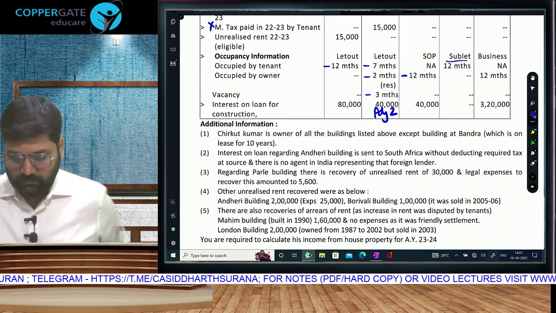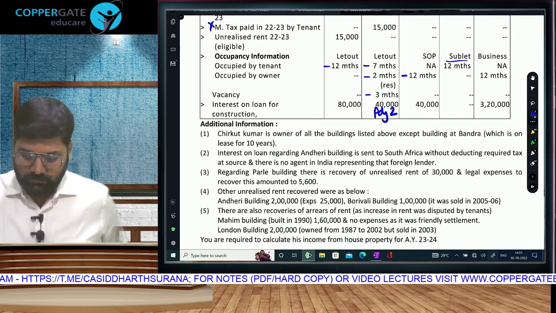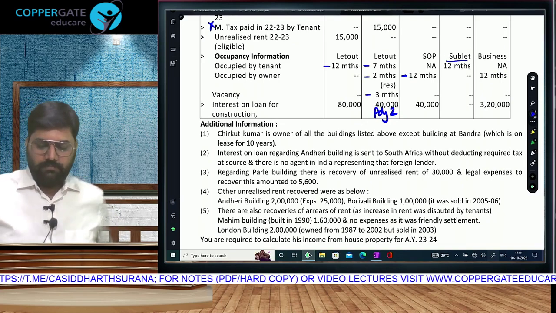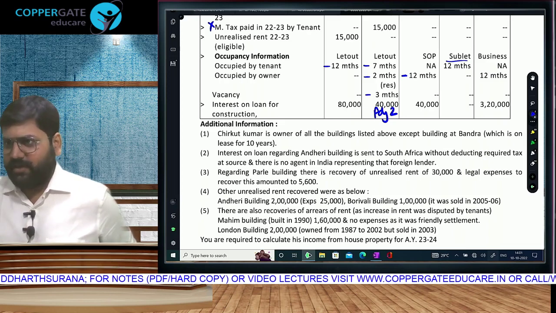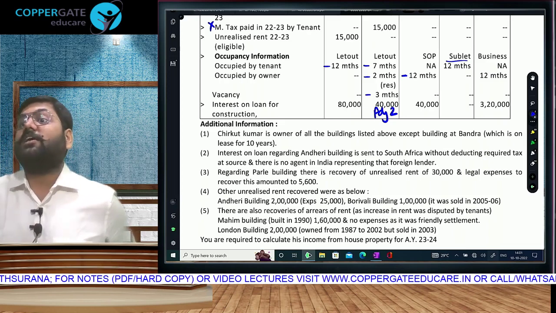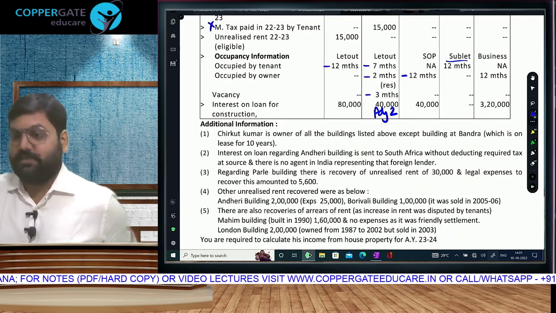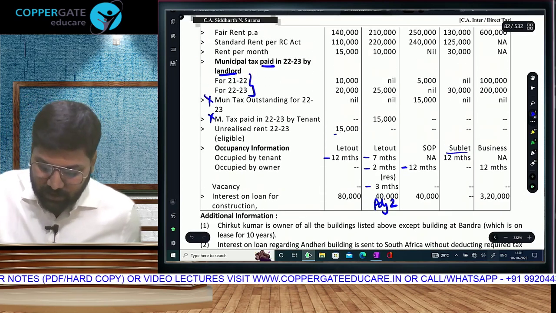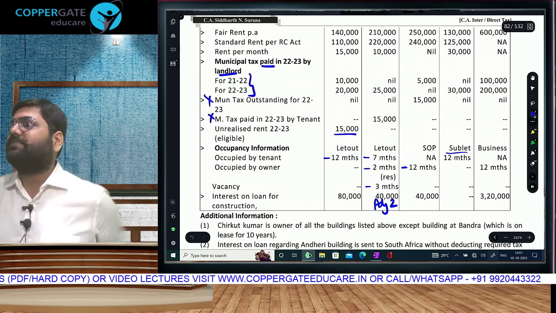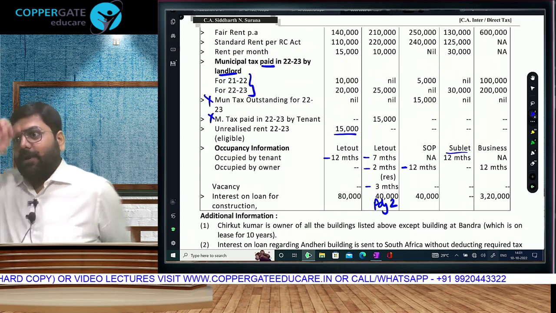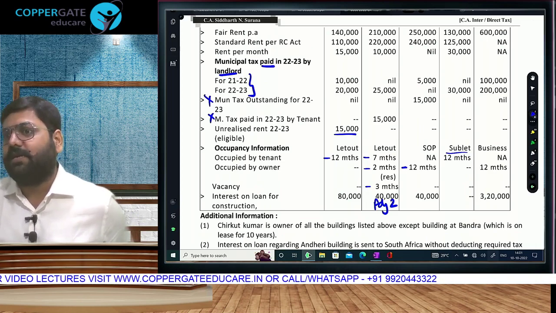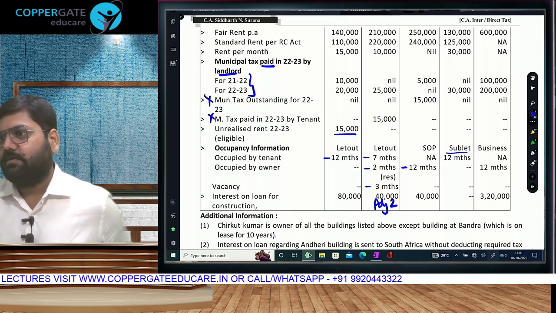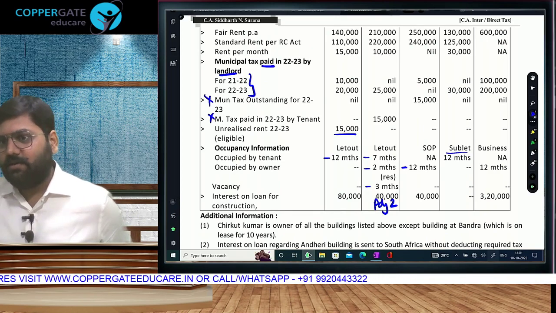Regarding Parle building, Ville Parle building, there is recovery of unrealized rent of 30,000 and legal expenses to recover this amounted to 5,600. मतलब करंट ईयर का वॉट एवर बी द डेटा ऑफ विले पार्ले प्लस देयर इज रिकवरी. ऐसा होता है ना, पास्ट ईयर का अनरियलाइज. देखो ये जो 15,000 है ना, दिस इज करंट ईयर का अनरियलाइज वेयर एक्चुअल में भी टेक डिडक्शन, बट पास्ट का अनरियलाइज व्हेन इट इज रिकवर्ड टुडे. व्हाट इज द टैक्स ट्रीटमेंट ऑफ अनरियलाइज रेंट रिकवर्ड टुडे ऑफ पास्ट ईयर? टैक्सेबल इन द करंट ईयर.